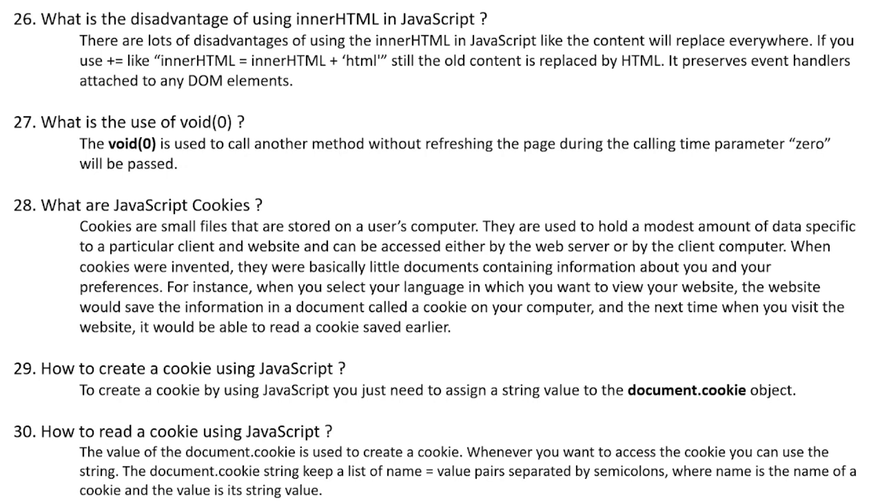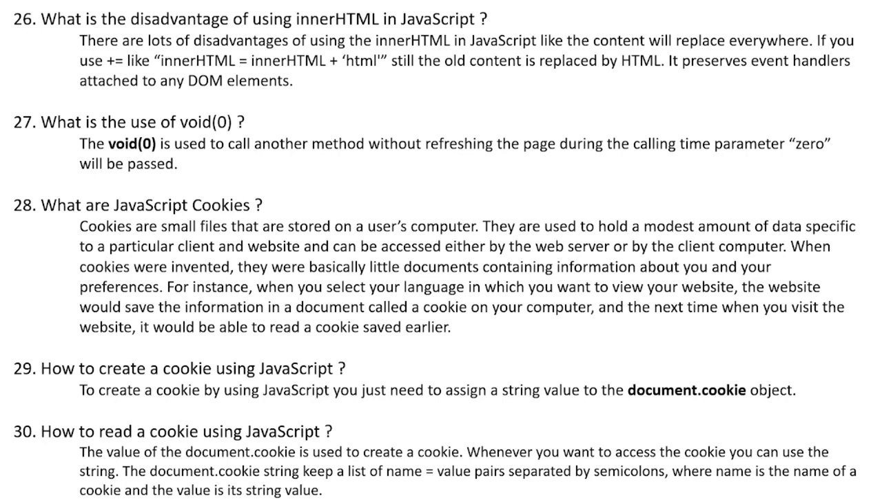Question 27. What is the use of void 0? Answer. The void 0 is used to call another method without refreshing the page. During the calling time, parameter 0 will be passed. Question 28. What are JavaScript cookies?